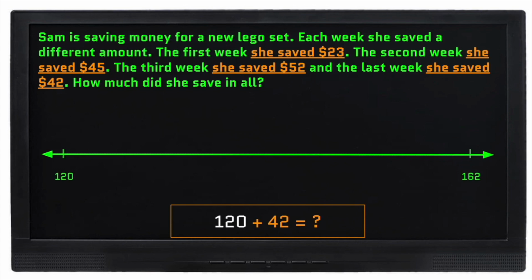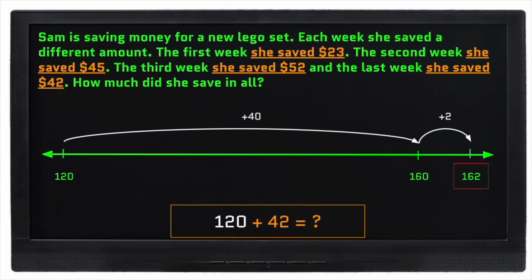Now that I know the sum of my first 3 add-ins, I can do the last step of adding my final add-in using my open number line. 120 plus 42, I already start at 120, which is a friendly number. So I can add 40 to get me to 160. 120 plus 40 is 130, 140, 150, 160, plus another 2 to get me to 162. So my final answer is $162.